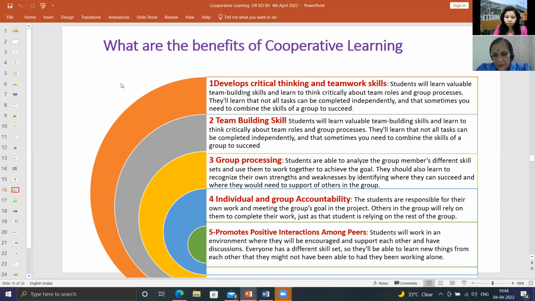Then promote positive interaction among peers. How do they promote it? Students will work in an environment where they will be encouraged and supported by each other and have discussion. Everyone has a different skill set, so they will be able to learn new things from each other that they might not have been able to had they been working alone.